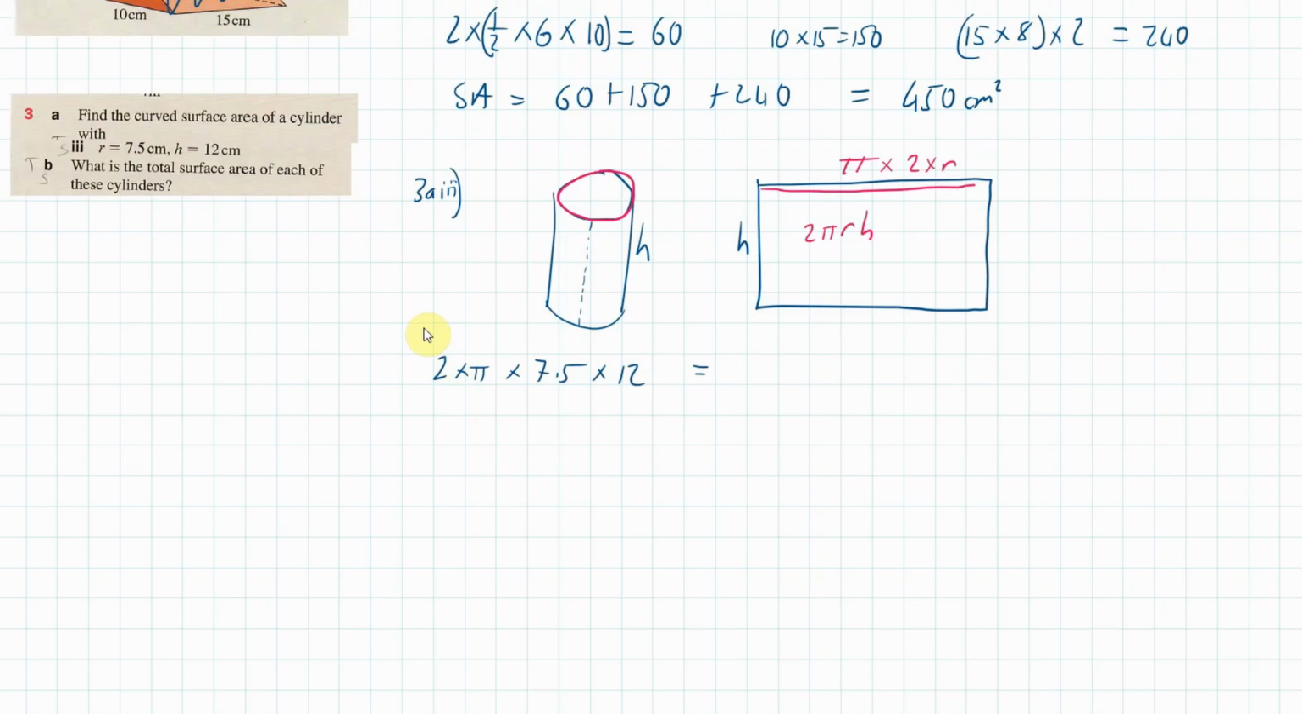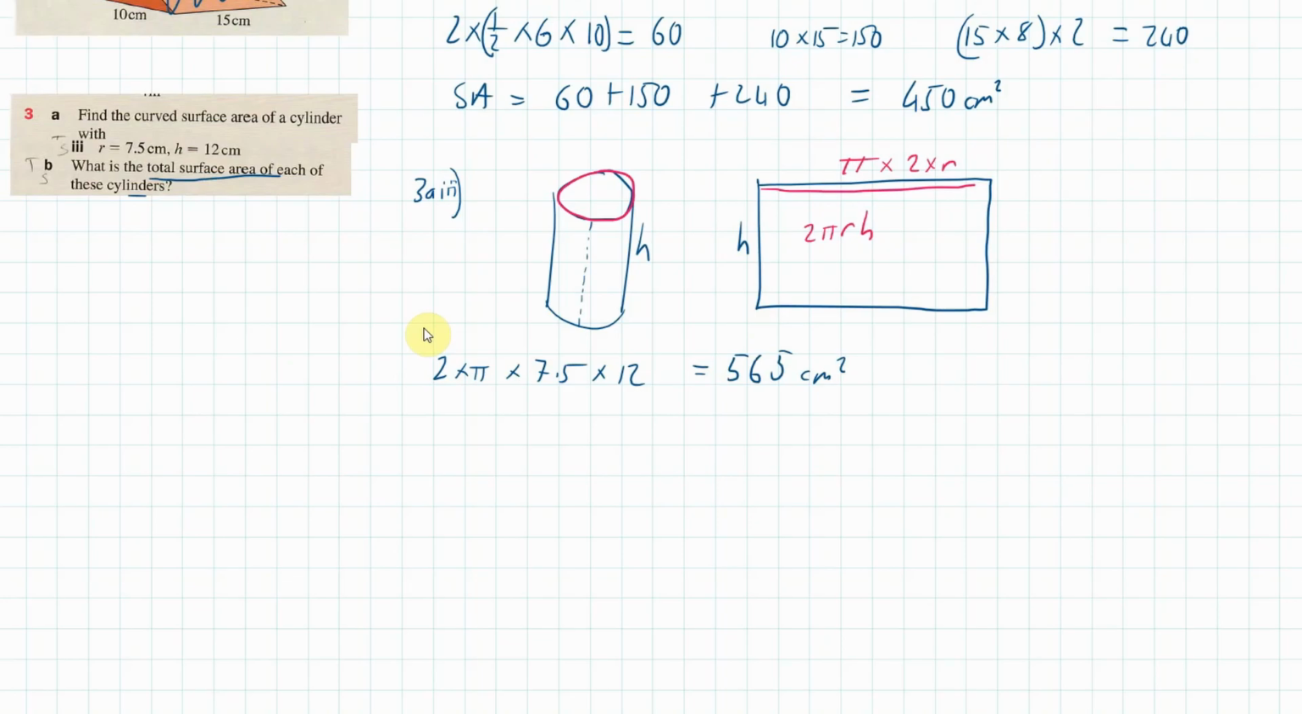What does that give us? 24 times 7.5 times pi. Oh, I'm having some trouble with the calculator here. I think it's 180 pi, which is 565 to 3 significant figures. And it says the total surface area of each of these cylinders. Now, we're only doing one.